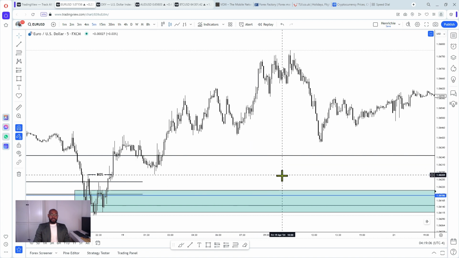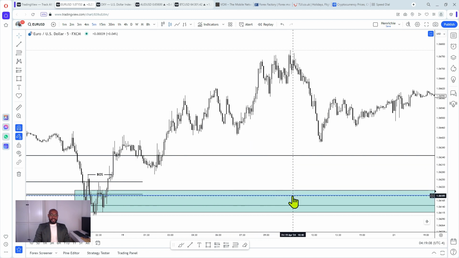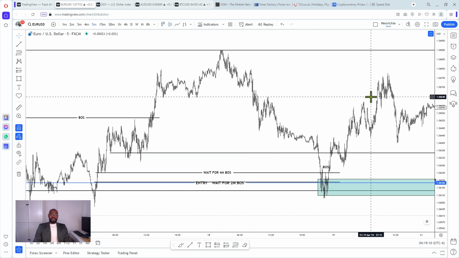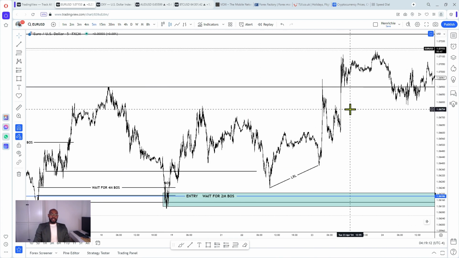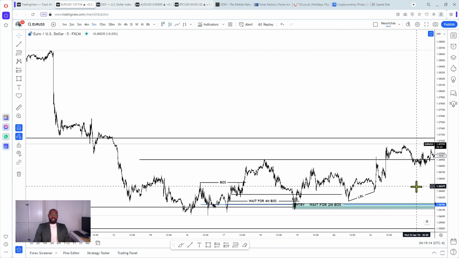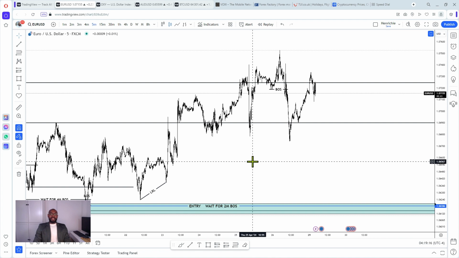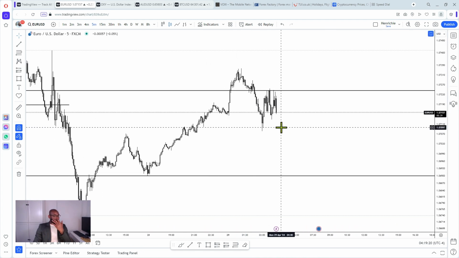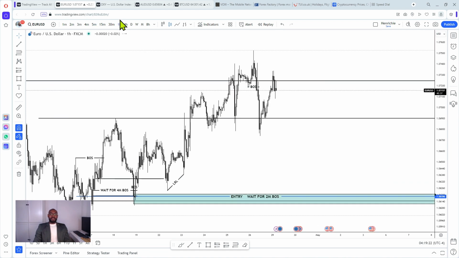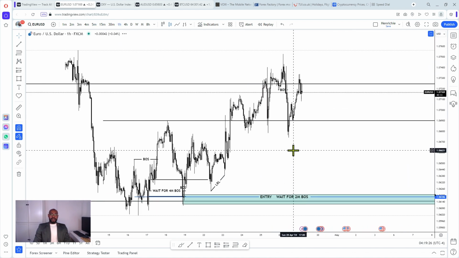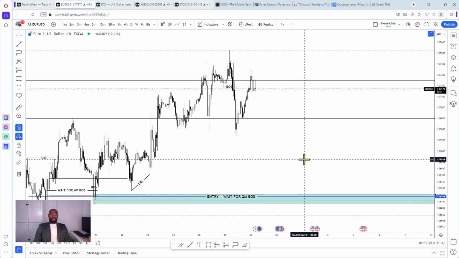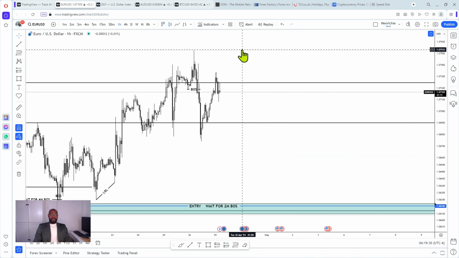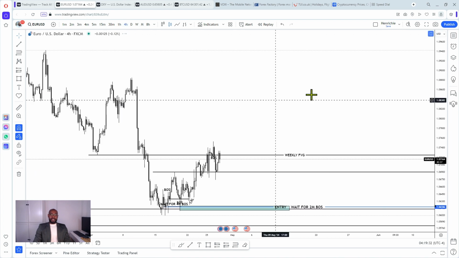And then once price tests this blue line, I'll scale down to even the 2 minute time frame. On the 2 minute time frame, I'll be looking to see a 2 minute break of structure. If I do see a significant 2 minute break of structure, I'll look for re-entries as well to enter the market. So this is what I'm watching on Euro US dollar. And if you do have any questions, feel free to drop it in the chat.